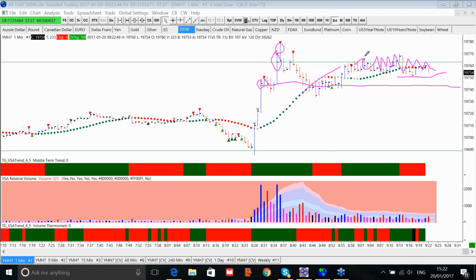Now, it's not quite rolled over yet, right? We're looking for that mushroom shape. But what is definitely happening here is we're moving into an equilibrium area. This is going to break out.